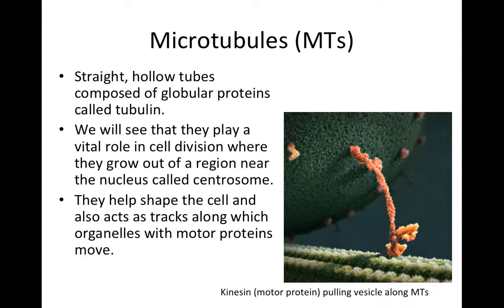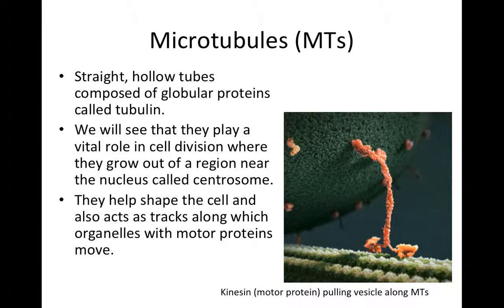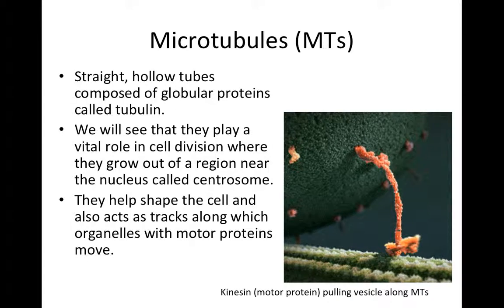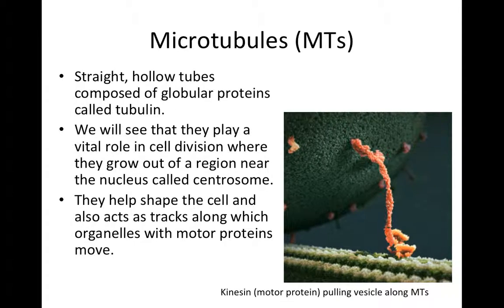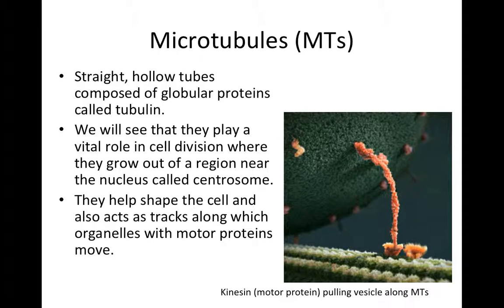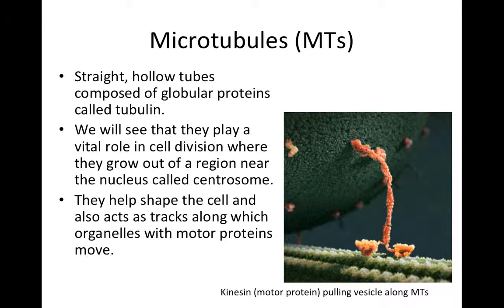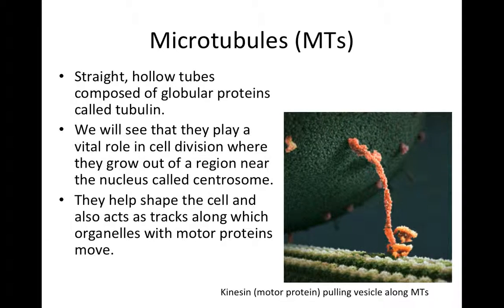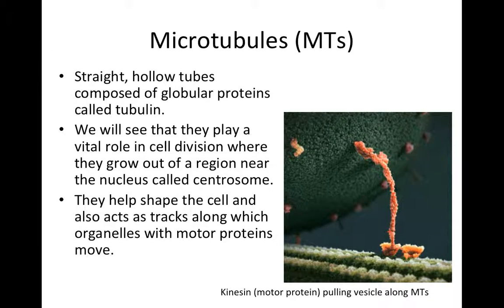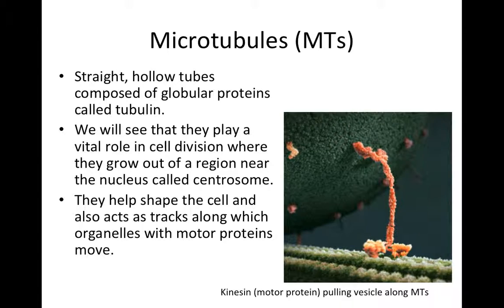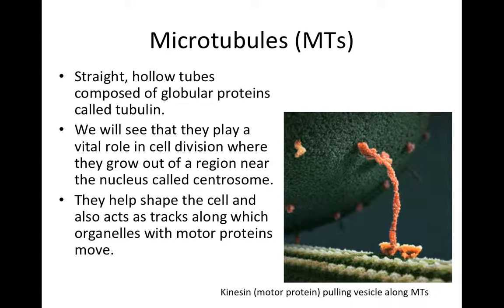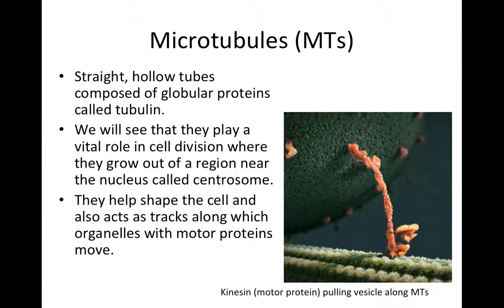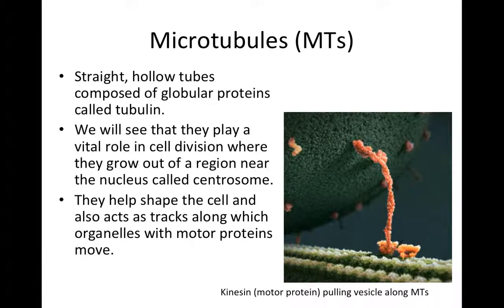This is an example of a microtubule. Microtubules are straight hollow tubes composed of globular proteins called tubulin. We will see that they play a vital role in cell division later on. I believe that's going to be week 5 or 6. And they help shape the cell as well, and they act as tracks along which organelles with motor proteins move.